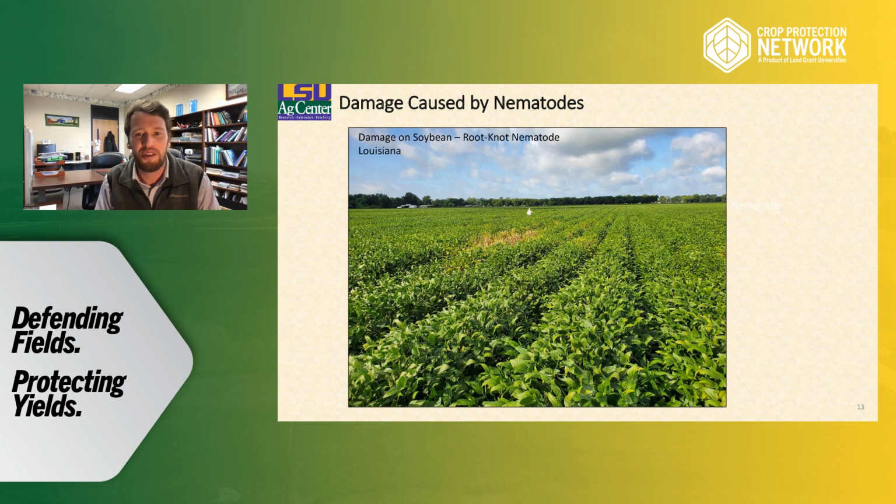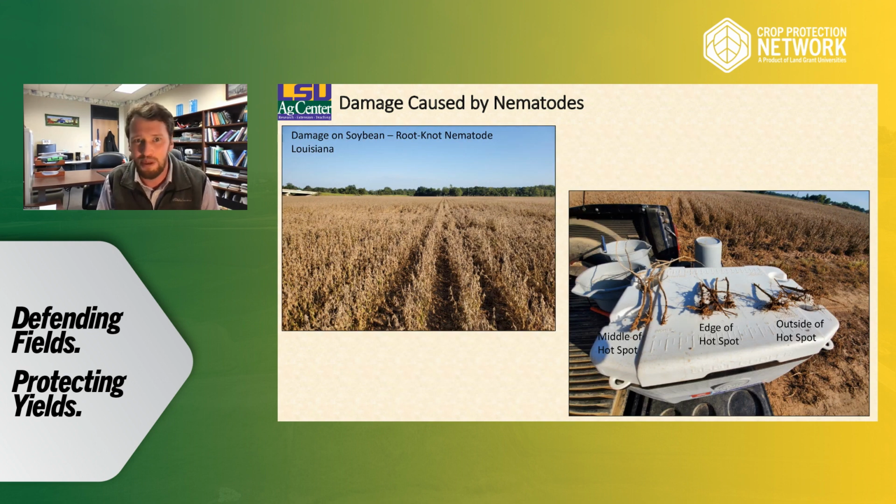And I wouldn't say you can do this always, but sometimes you can scout for root knot nematode damage after your soybean crop's been desiccated. So this was an example from Louisiana where after a really heavy windstorm, all the soybean plants in the middle of that hotspot had been blown down.